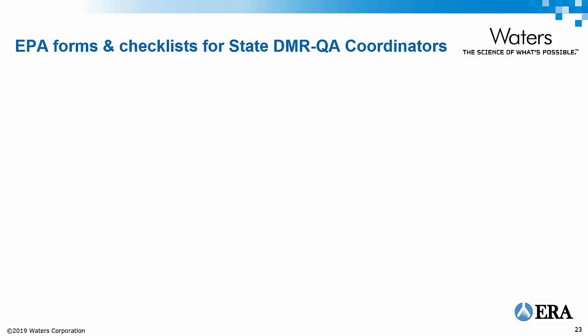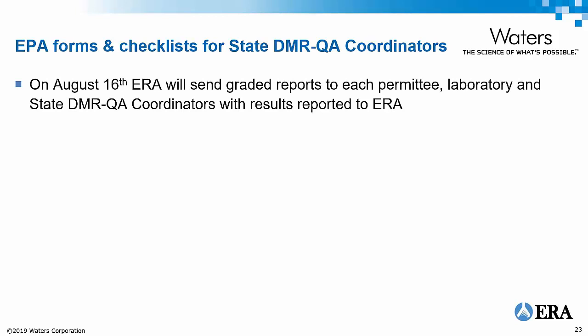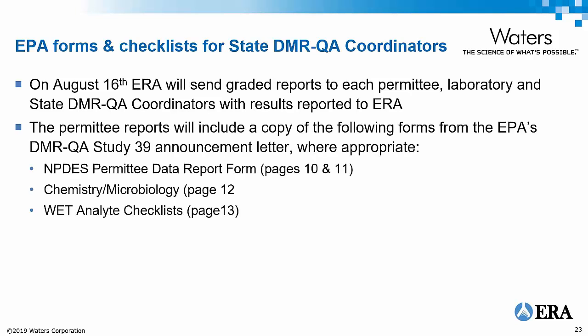So, on August 16th, when we send you those graded reports, we send them to the permittees. We also send copies to the laboratories, and we send them to State DMR-QA Coordinators with the study results that were reported to ERA. The permittee reports include, as I mentioned, a copy of the following forms. These are the official names of them.